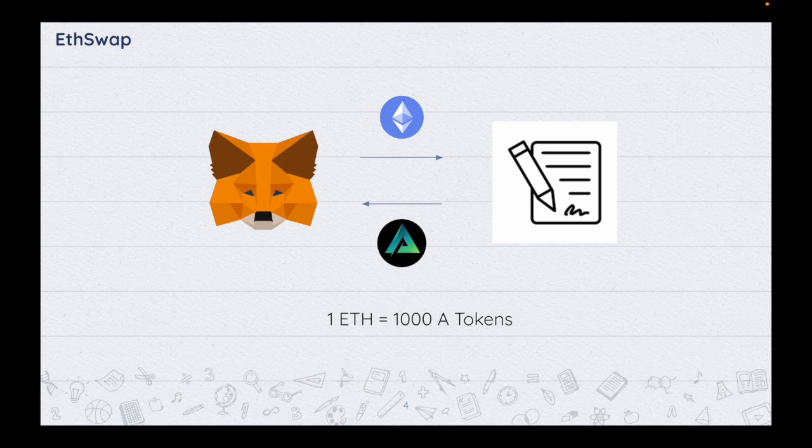Now we'll go on to the features of our smart contracts. The first smart contract is ETHSwap. ETHSwap allows users to buy token A or token B using Ethereum. Users can send Ethereum to the smart contract and get token A in return. The rate is fixed at 1 Ethereum to 1000 A tokens, and also fixed at 1 Ethereum to 1000 B tokens. Users can also sell 1000 B tokens and get 1 Ethereum back in return.